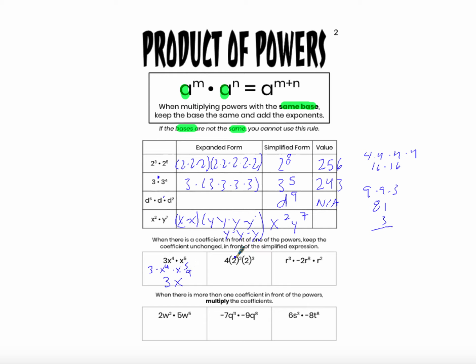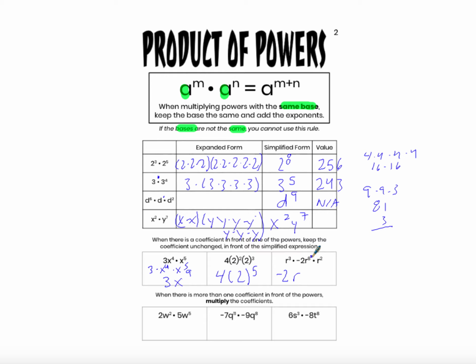Same thing here, even though I have a numerical base, the 4 is separate. 4 times 2 squared times 2 to the 3rd, 2 plus 3 is 5. It's okay if the coefficient is on one of the factors in the middle. I still move it to the front, just keep it as -2.